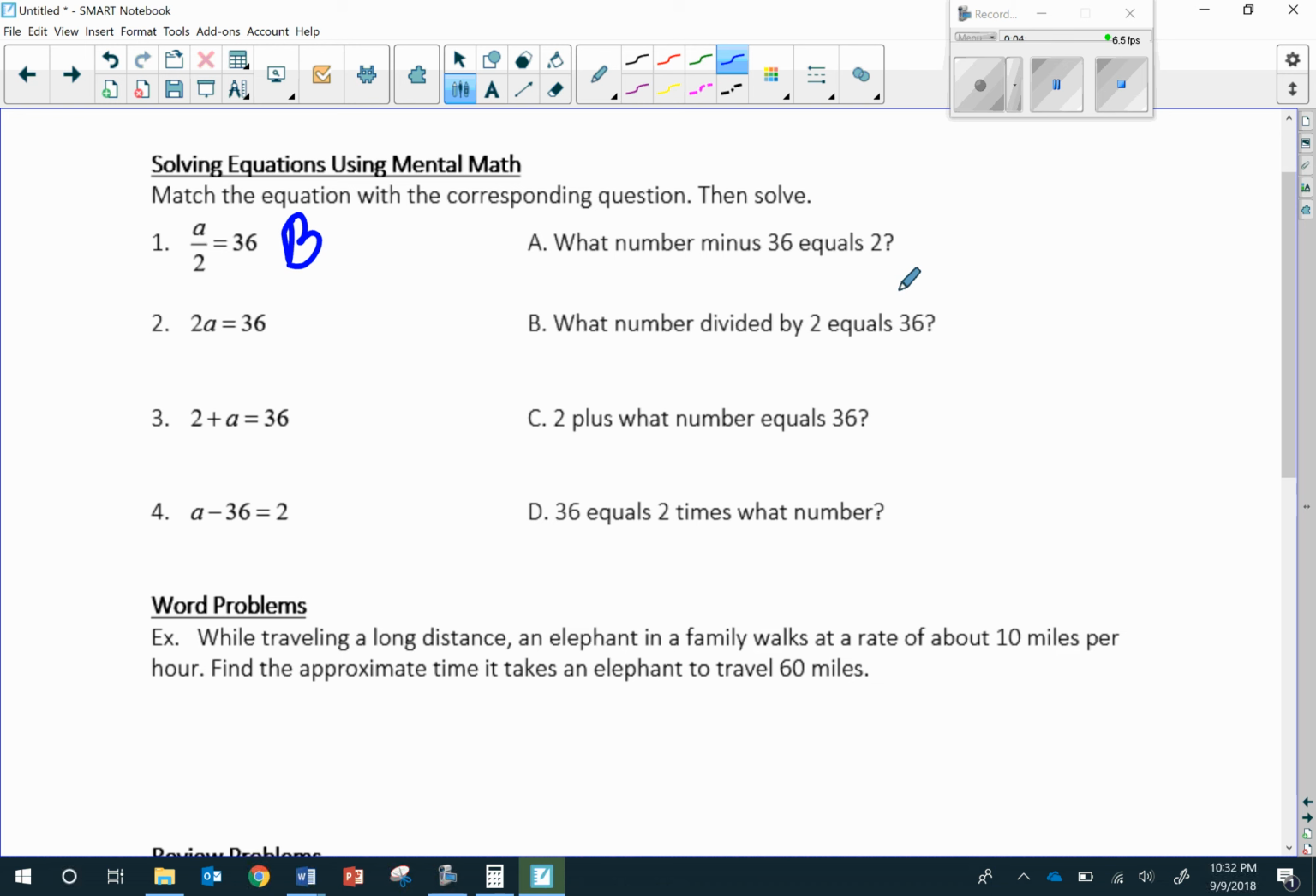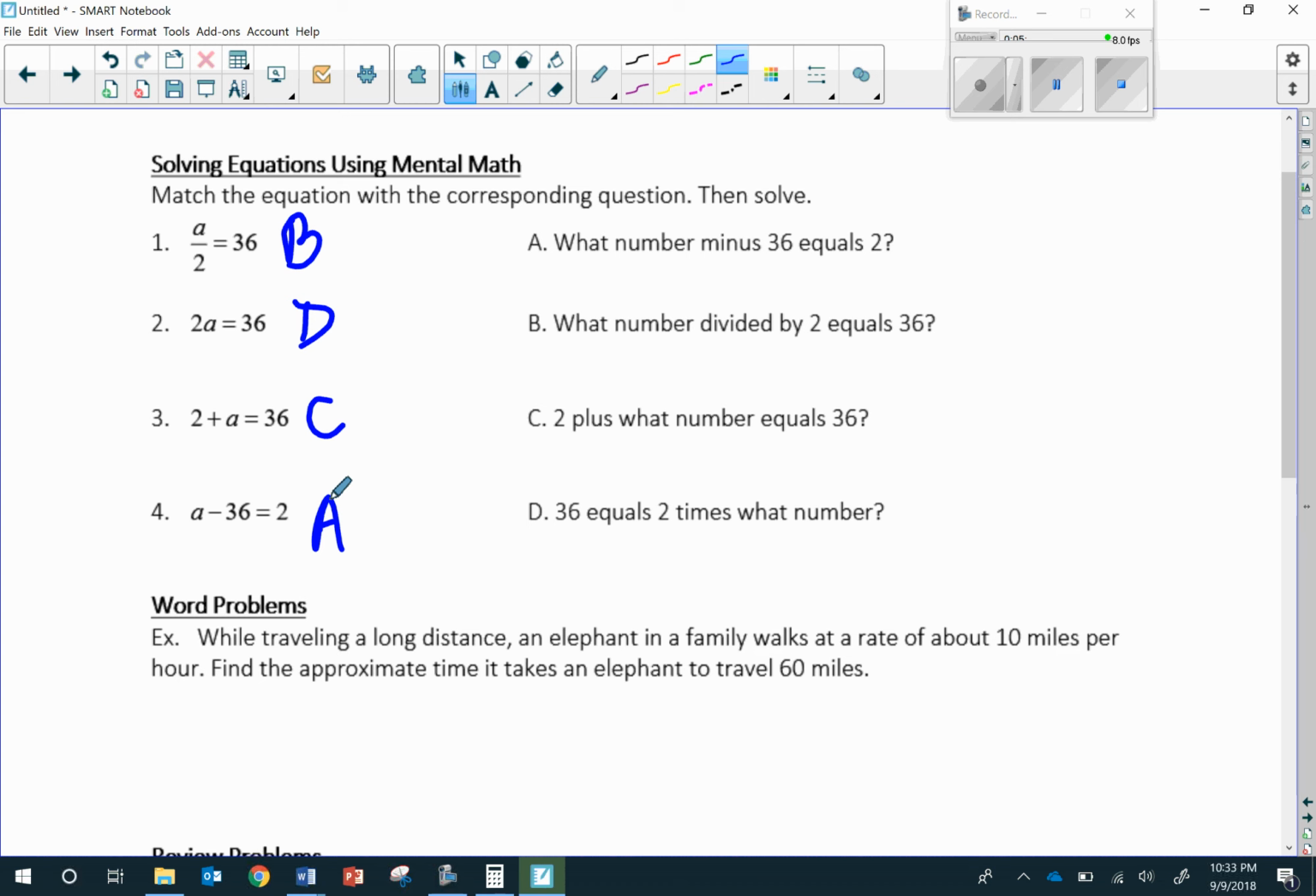Number 2, 2a equals 36, matches up with letter D. 36 equals 2 times what number? Number 3 matches up with letter C. 2 plus what number equals 36? And lastly, number 4, a minus 36 equals 2 matches up with letter A. What number minus 36 equals 2?